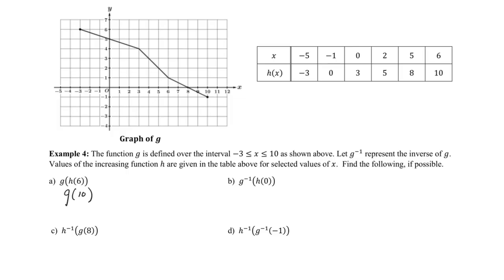That's an input, right? So we go over here to the g function. This is the g function. So I go find the input of 10. I get an output of -1. So equals -1.